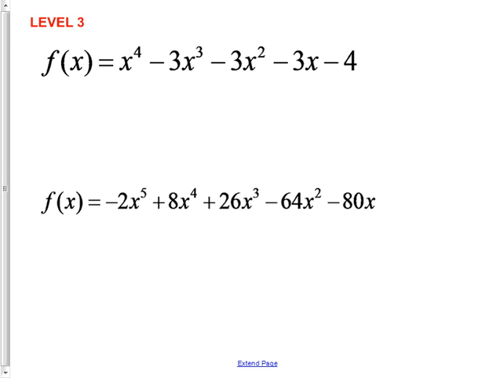I'm going to move on. Level 3, that's this kind. You can't divide and conquer anymore for this kind.